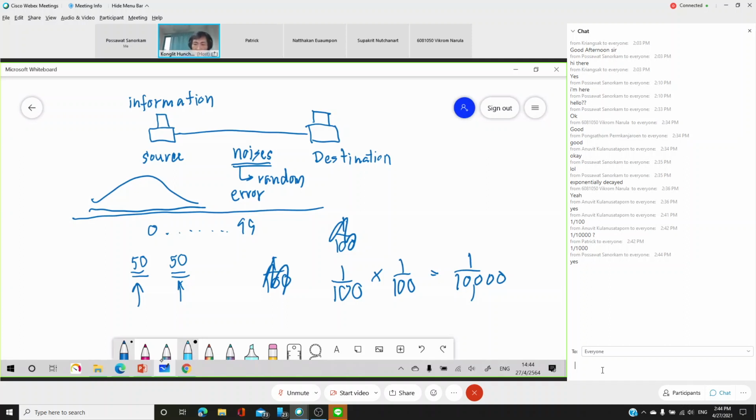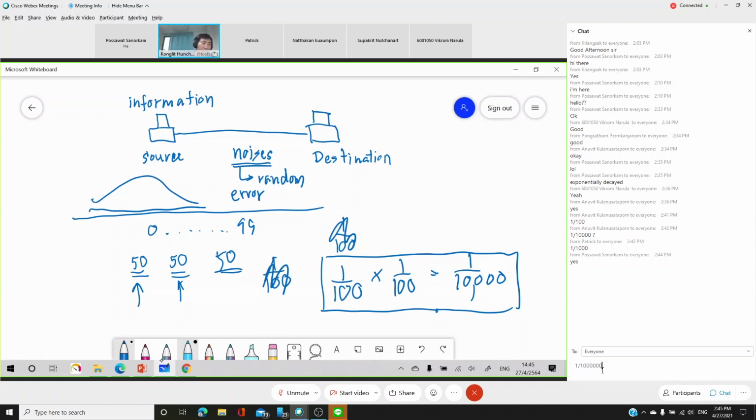This concept, independent, and so some of your answers are correct, but not for my questions. And if I ask you, after I do the second pick, what's the chance that I do the third pick and I got 50 again? It's going to be 1 over 100 again.